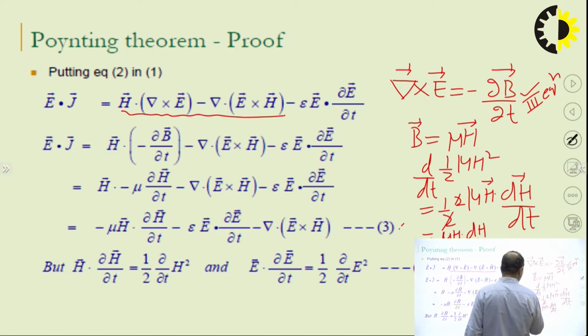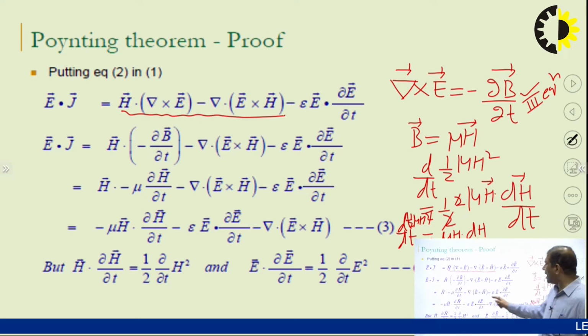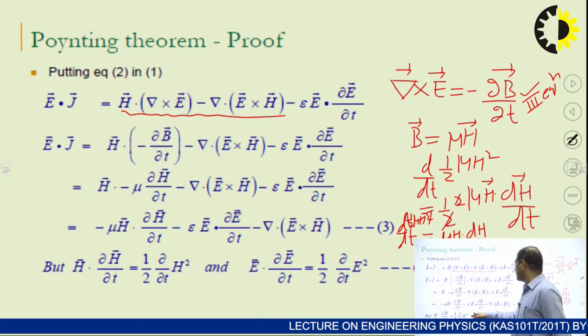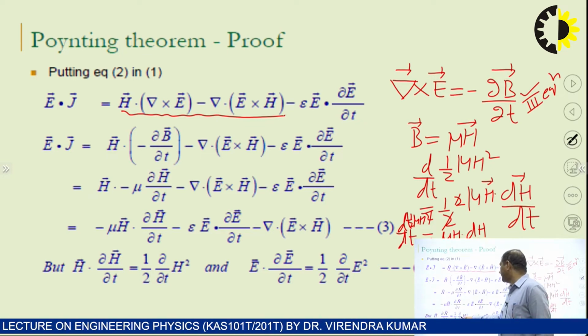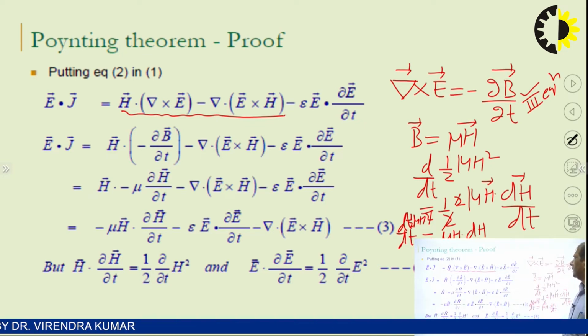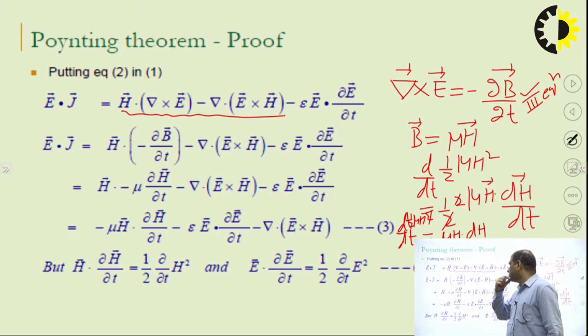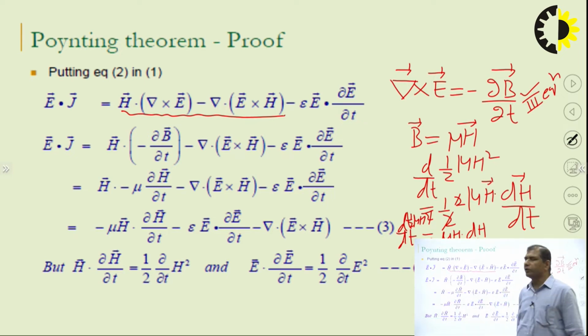This is the value of d over dt of half mu H square. This is equal to mu H dot dH by dt. So in this way, mu H dot dH by dt is equal to half of d by dt into H square. We can also take this mu inside the differentiation because it is a constant quantity. It is not going to make any difference there in the differentiation.